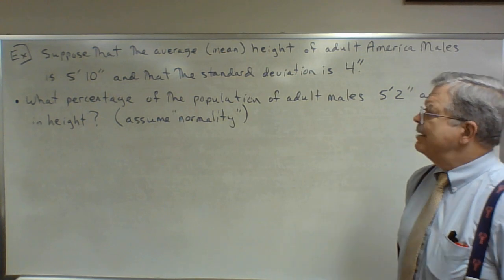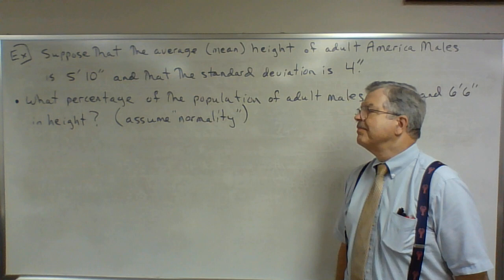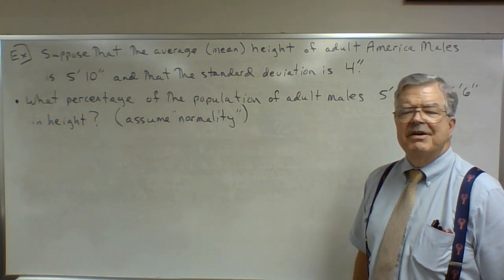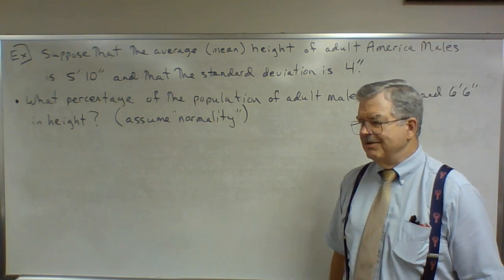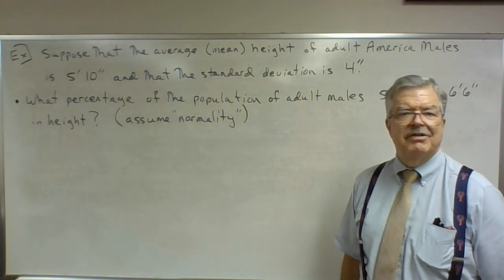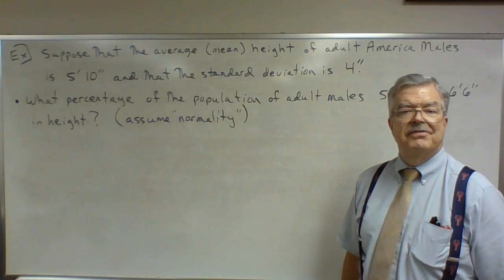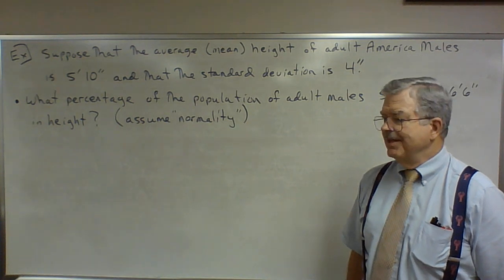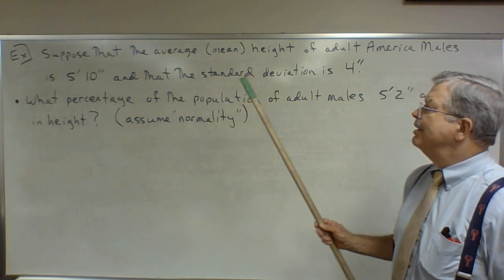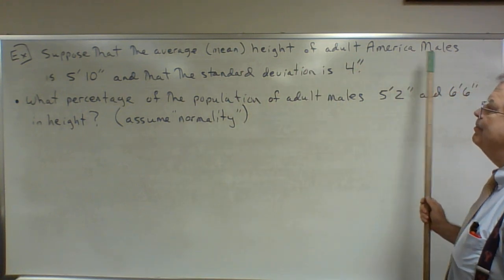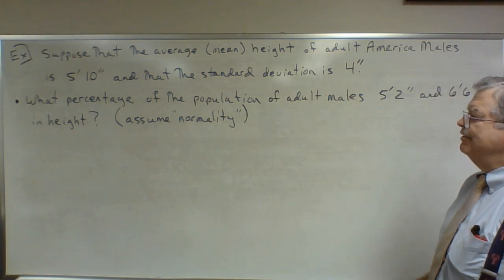Let's do a few examples with the empirical rule. I looked on the internet to try to find the actual mean height of adult American males and the standard deviation, and I got a lot of conflicting data. And so I'm just going to go with this. We'll suppose that the mean height of adult American males is 5'10", and that the standard deviation is 4 inches.